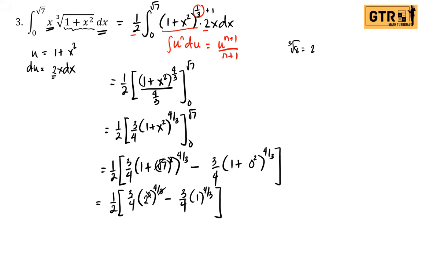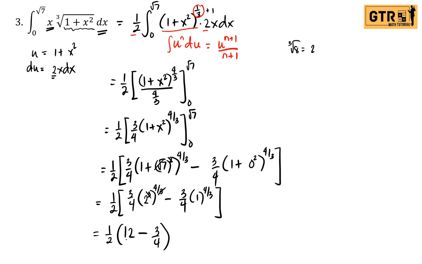Then if we simplify, this becomes 16 divided by 4, which is 4, and then times 3, which equals 12. So we changed 8 to 2 cubed and canceled, and 2 to the 4th is 2 times 2 times 2 times 2, which is 16. We divide by 4, that is 4, and multiply by 3. 4 times 3 is 12. And then minus 1 raised to any exponent, that is equal to 1. So we have 12 minus 3/4.